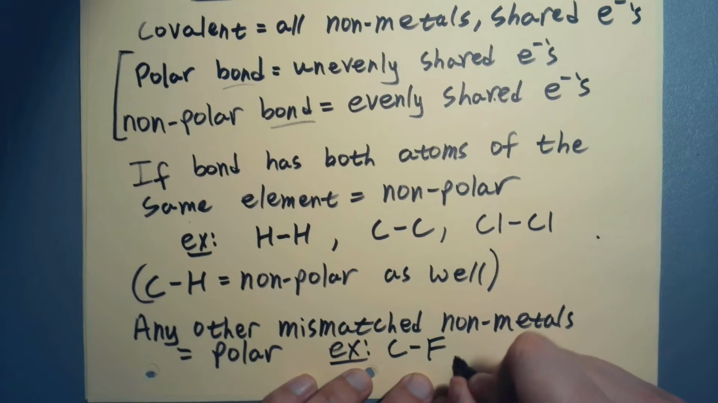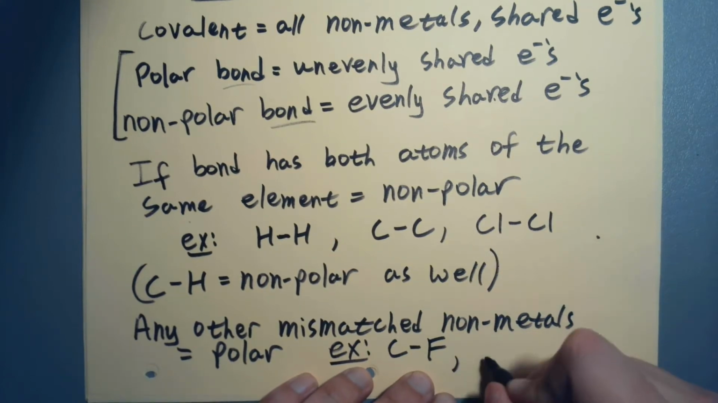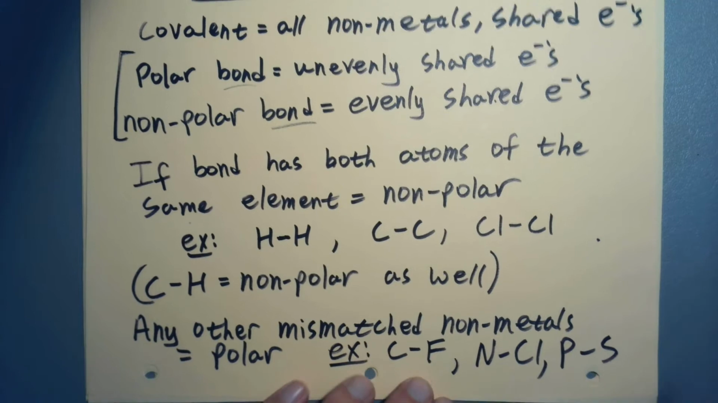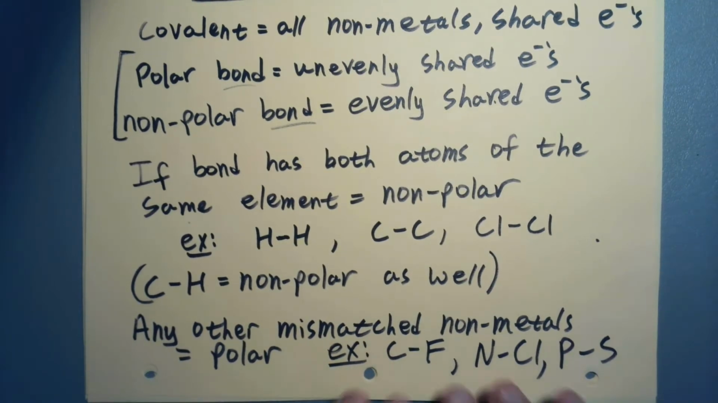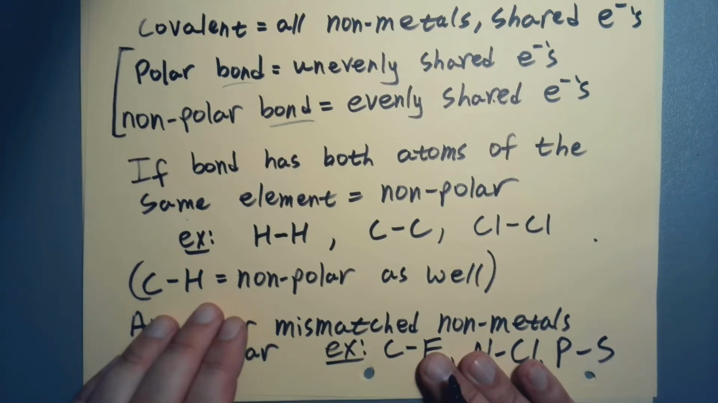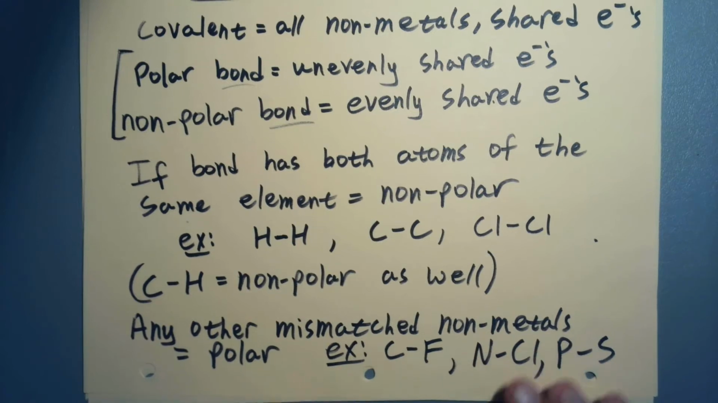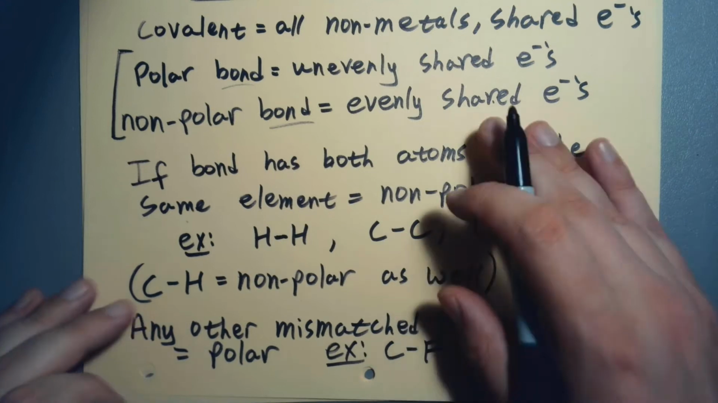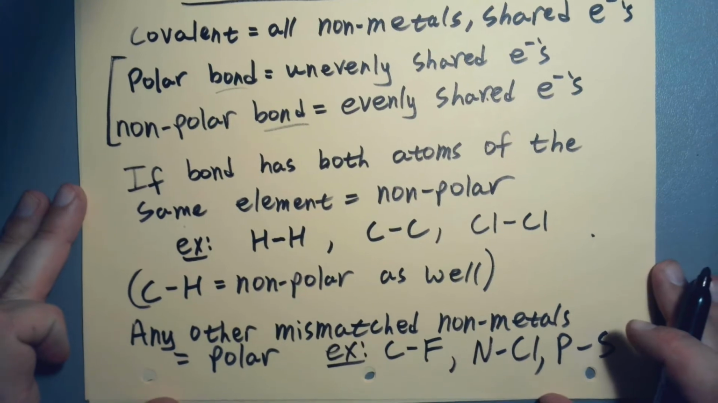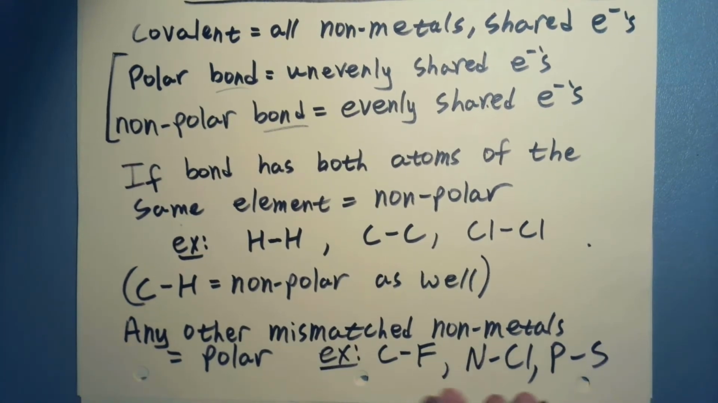Anything else that's mismatched, carbon and fluorine, nitrogen and chlorine, phosphorus and sulfur, and so on and so forth. Anything like that, a bond between two nonmetals that aren't the same, with that one exception, and you have a polar bond, okay? And so these aren't sharing electrons equally. The electrons are going to be more towards the side of the bond with the more electronegative element.